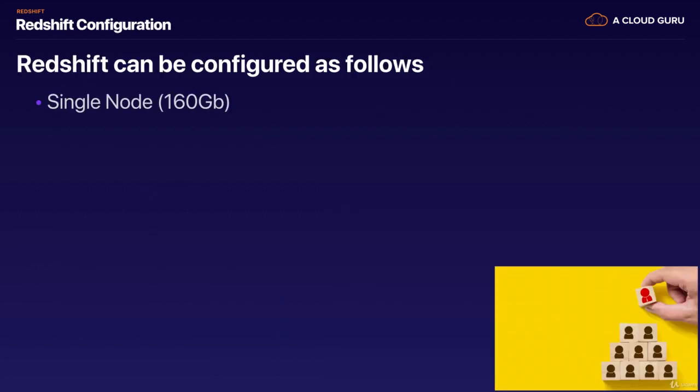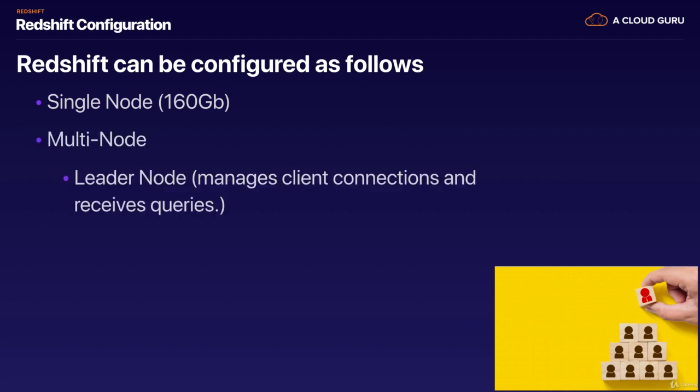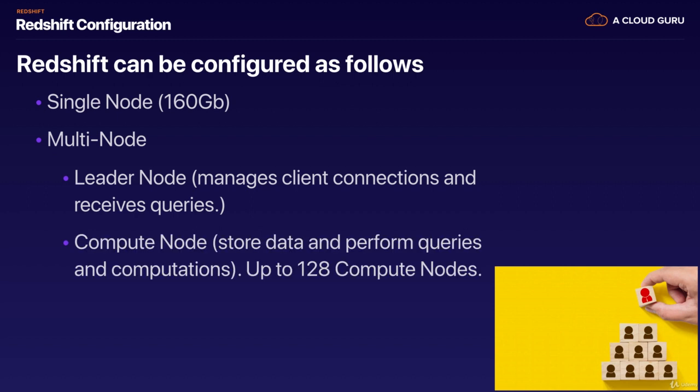Redshift can be configured as follows. You can have a single node, which is 160 gigs in size, or you can have multi-node. A multi-node cluster will consist of a leader node, which manages the client connections and receives queries. Then you have all your compute nodes, which store data and perform queries and computations. You can have up to 128 different compute nodes behind a leader node.